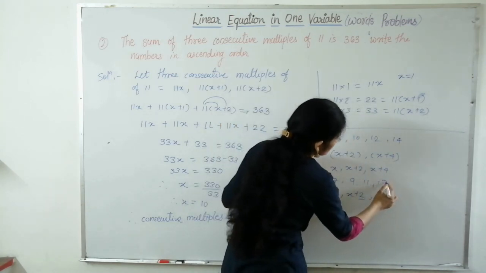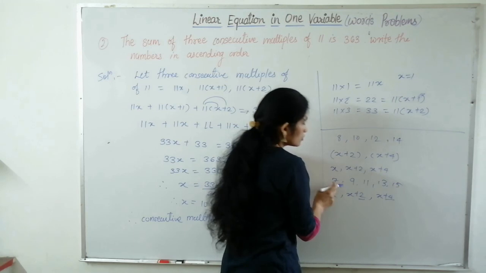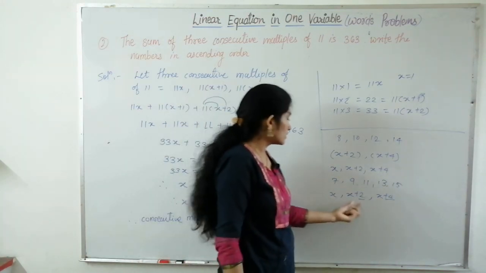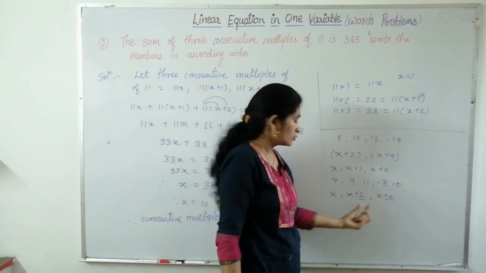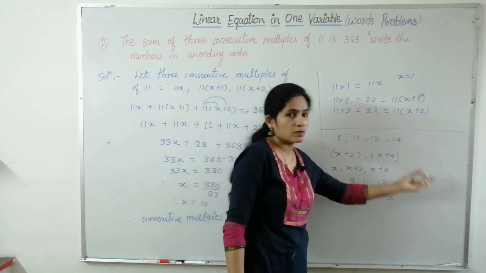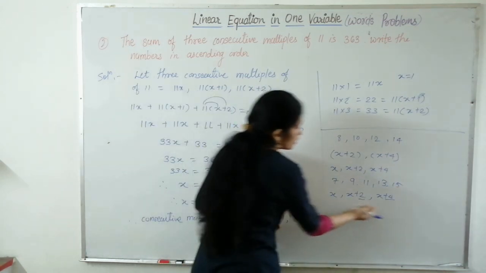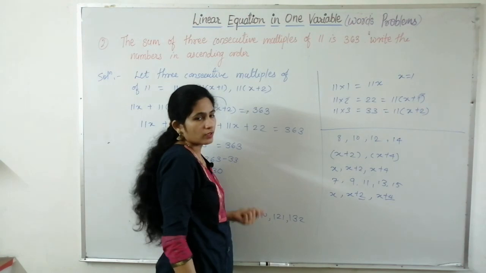7, 9, 11, 13, 15. So the difference is 2. Therefore when we take their values, we have to take the difference of 2, that is x, x plus 2, x plus 4, x plus 6 and x plus 8, depending on how many values you want in terms of x.